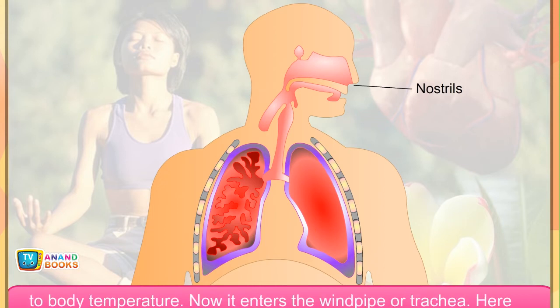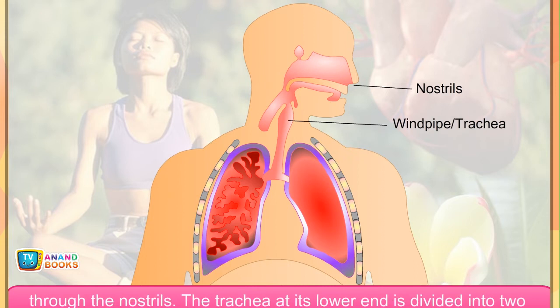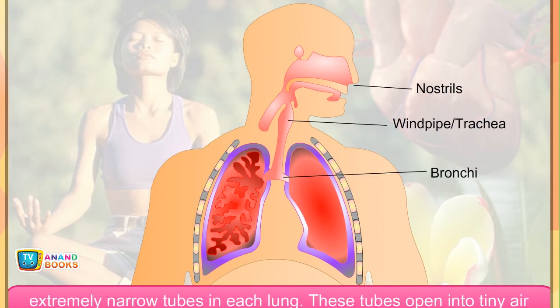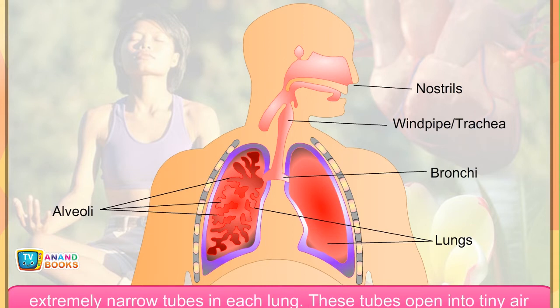Now it enters the windpipe or trachea. Here, dust and microorganisms are trapped that have managed to pass through the nostrils. The trachea at its lower end is divided into two narrow tubes called bronchi, which are further divided into numerous extremely narrow tubes in each lung. These tubes open into tiny air sacs called alveoli.